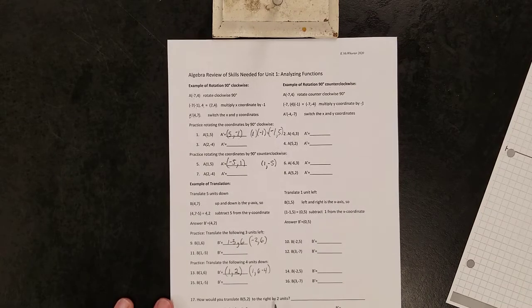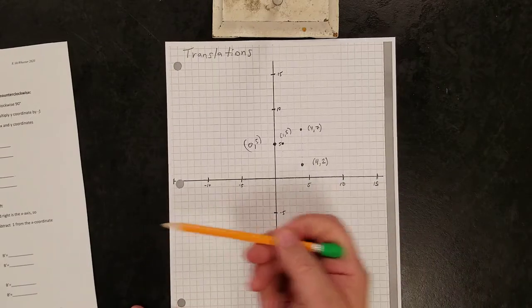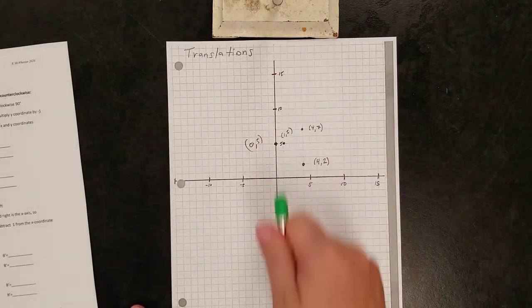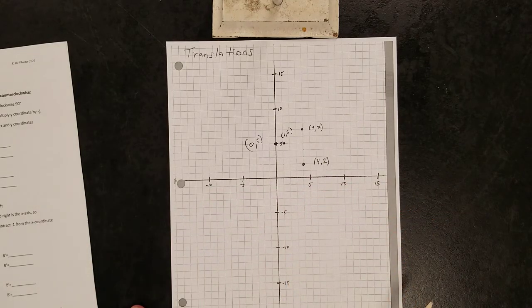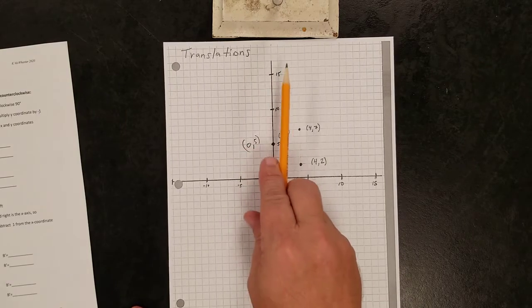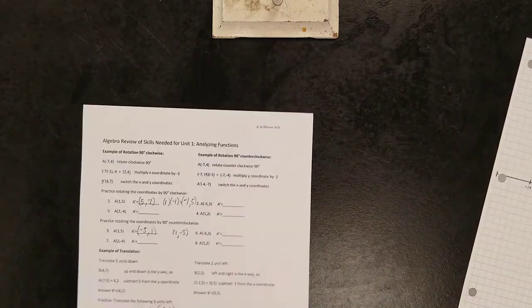Now I'm going to leave this to be sort of a challenge problem for you for number 17. How would you translate point B that's at 5 and 2, to the right 2 units? To the right, now that's a different direction, isn't it? To the left was a minus direction, and down was the minus direction. But what about to the right? What direction is that? Or what if you were to go up? What direction is up? I'm going to leave that one to you.